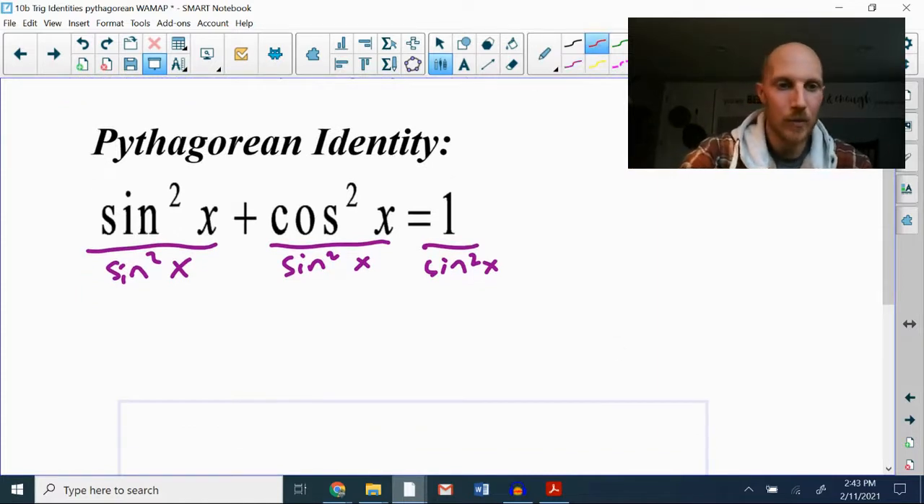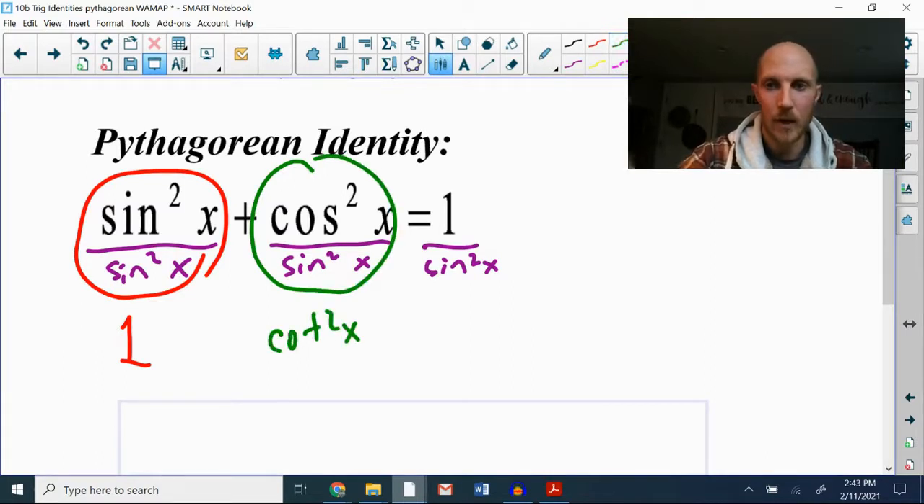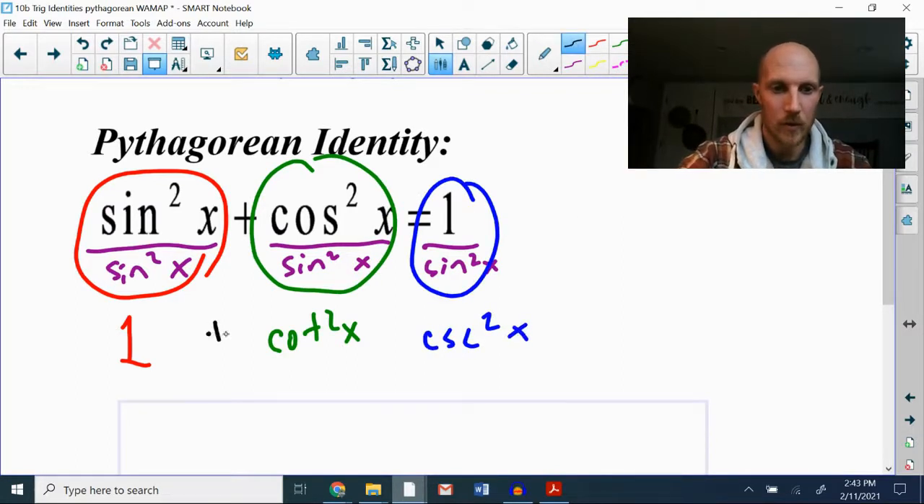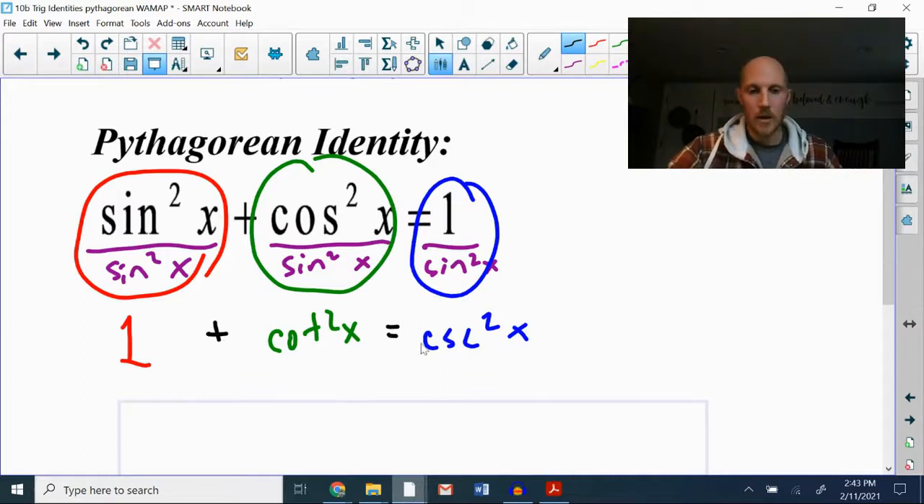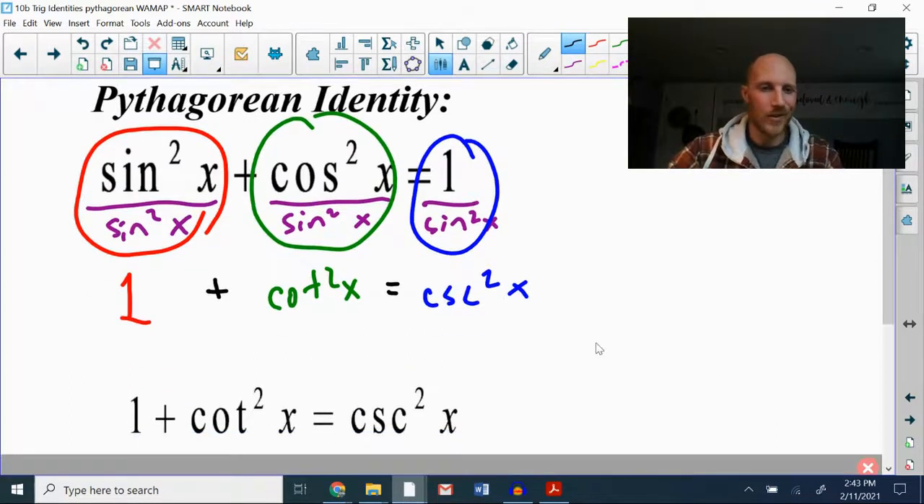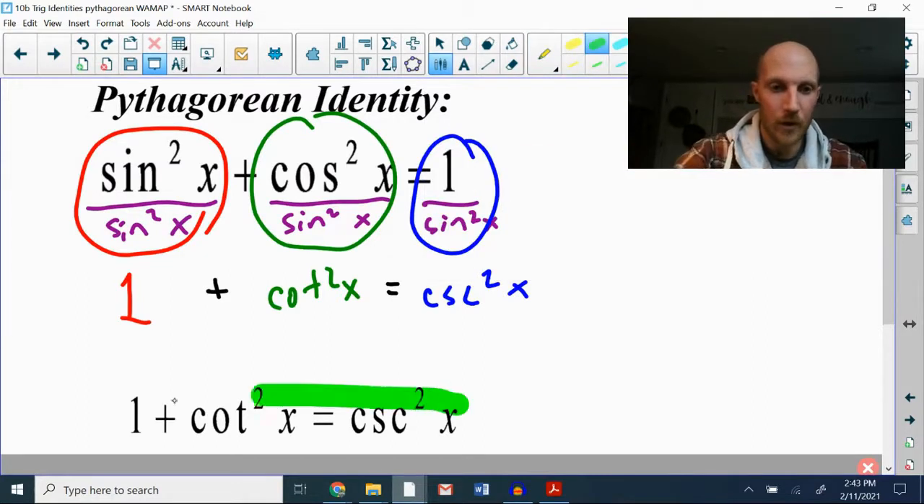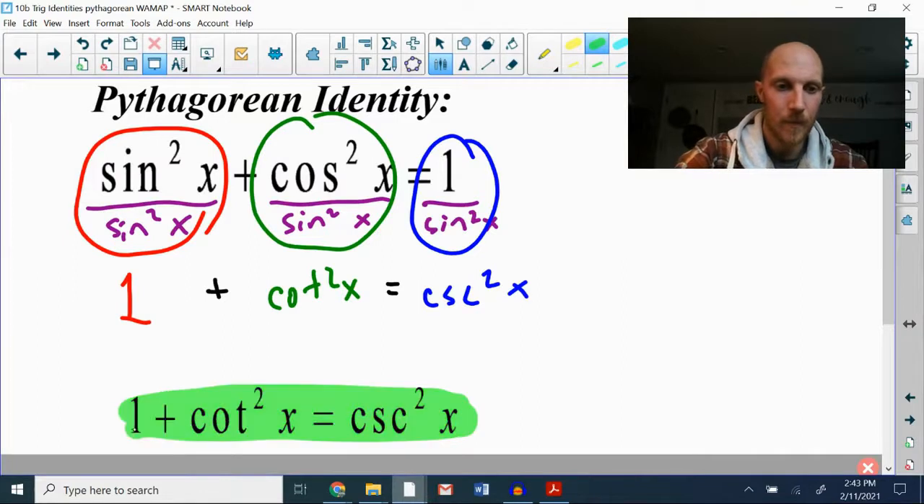When I simplify each of these, that's going to be 1, like we just saw a minute ago. This one is going to be cotangent squared of x, and this one is going to be cosecant squared of x. Don't forget the plus and the equal sign. All right. Bam. There it is, typed neatly. That is our fourth version of the Pythagorean identity. Right? 1 plus cotangent squared of x equals cosecant squared of x.